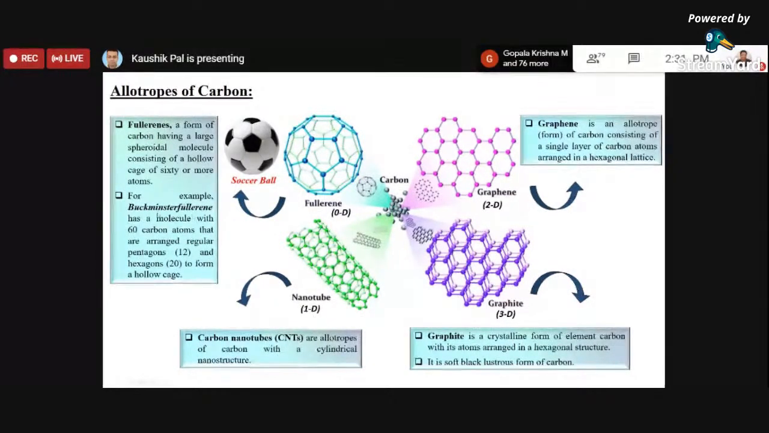Then for example, Buckminsterfullerene is a molecule with 60 carbon atoms arranged in 12 regular pentagons and 20 hexagons to form a hollow cage-like structure.